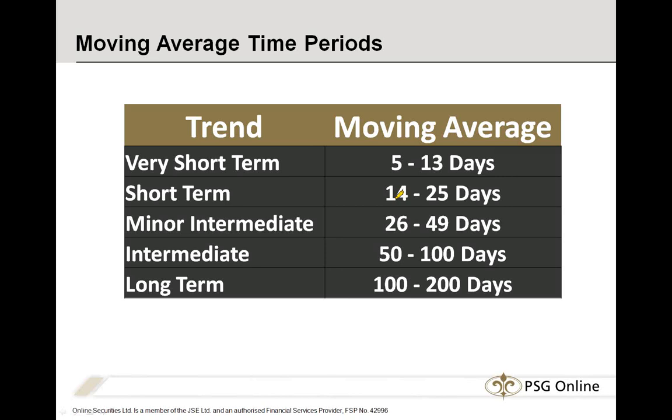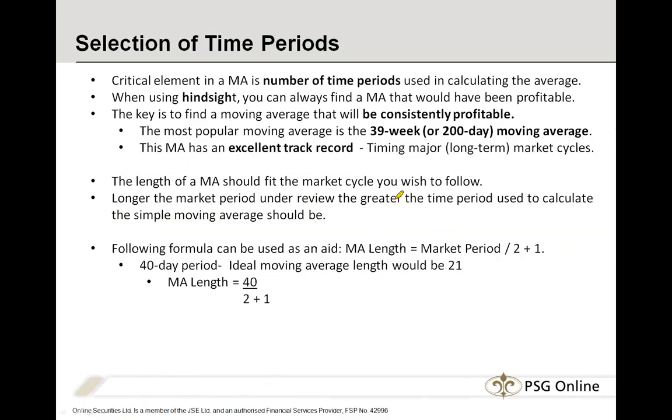When it comes to moving average periods, you must just play around with the moving averages yourself. Okay. So obviously, it's a critical decision, deciding on those time periods. Obviously, with hindsight, you would have made a much better decision. But I find there are some benchmark suggestions. A lot of people do use the 200-day moving average, or 39-week, depending which way you look at it. And this has always had a good track record over the long term. But there's a bit of a formula.